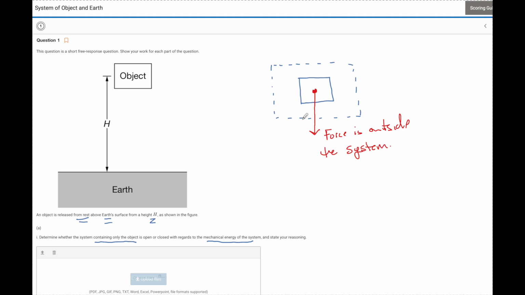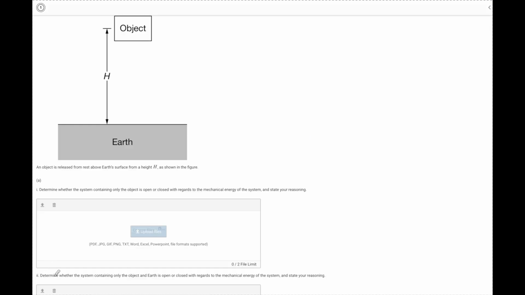And it's really as simple as that. If there is an outside force acting, it is an open system. All right, and things are not going to be conserved. So in this case, it is an open system. And the reasoning is because there is a force from the Earth that acts from outside the system on this object.